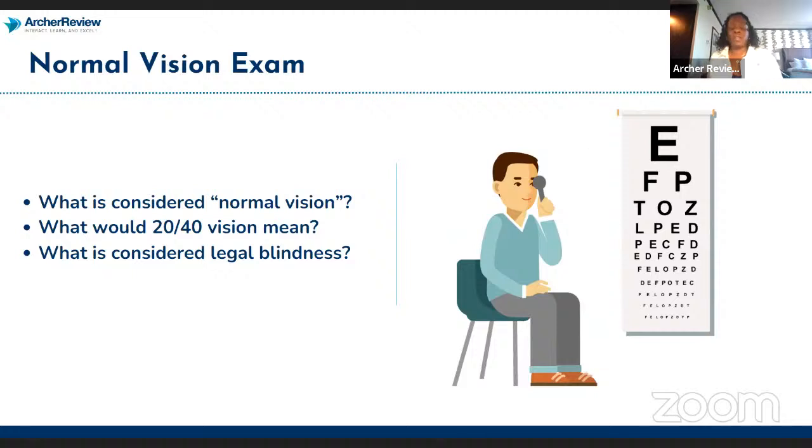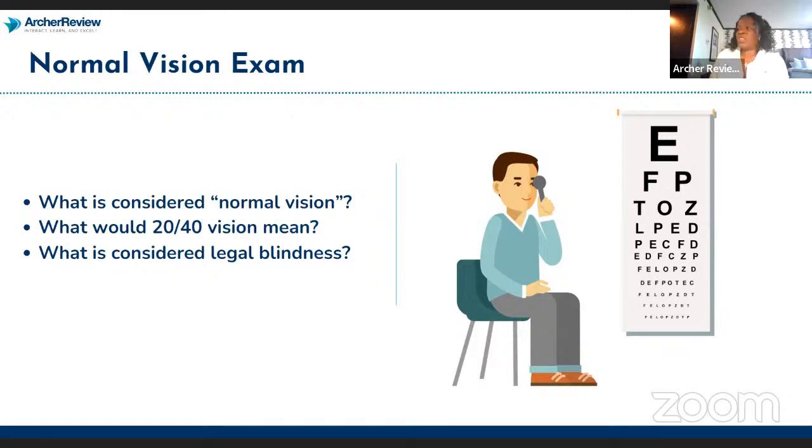For a normal regular exam in a doctor's office, we will do an eye test. We use the Snellen chart, which measures the central distance vision of the patient. Normal vision is 20/20, so we have the patient stand 20 feet away so we can see what is expected.